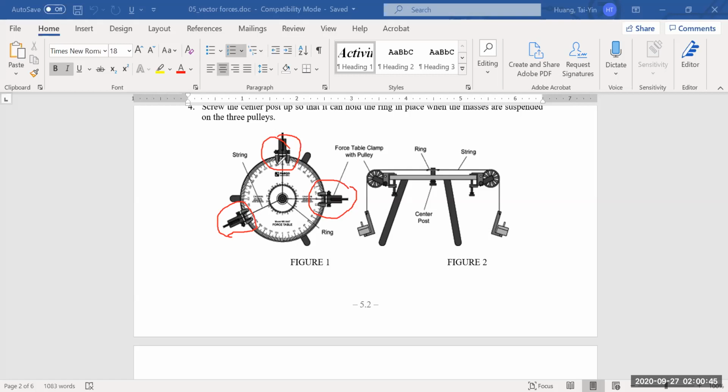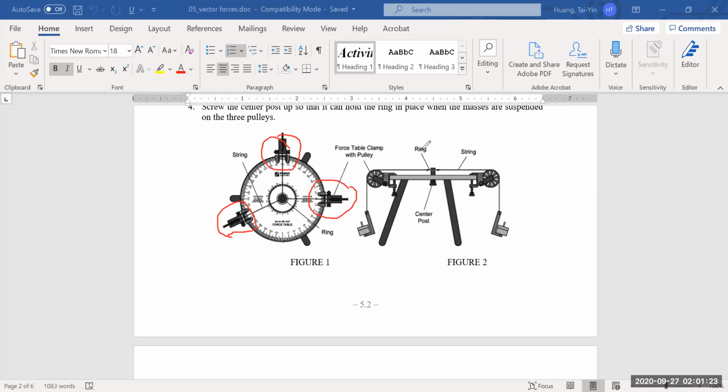In order to determine whether the third force balances the other two, you would lightly touch the ring. Okay, so there's a ring there. You will lightly touch the ring, and if after some motion you reach balance, then the center post should be at the center of the ring. If it's not, then you have to adjust the mass on the pulley, and also the angle or the position of the pulley, in order to get to a balanced situation. Okay, so that's the first method. We call that the experimental method.